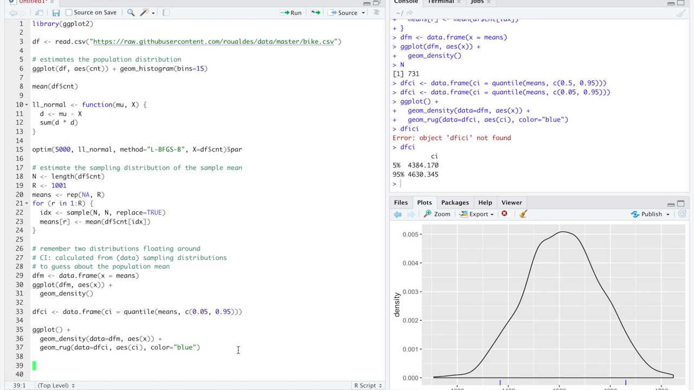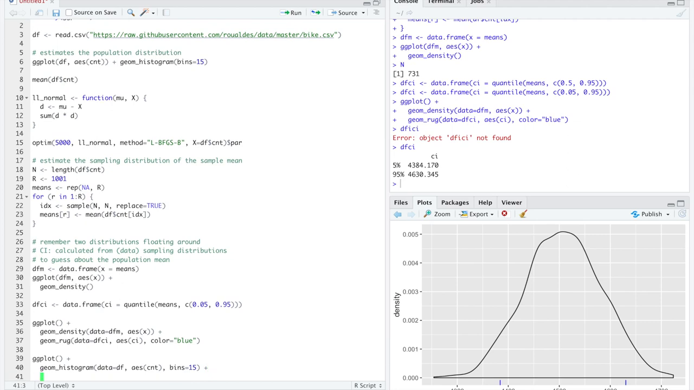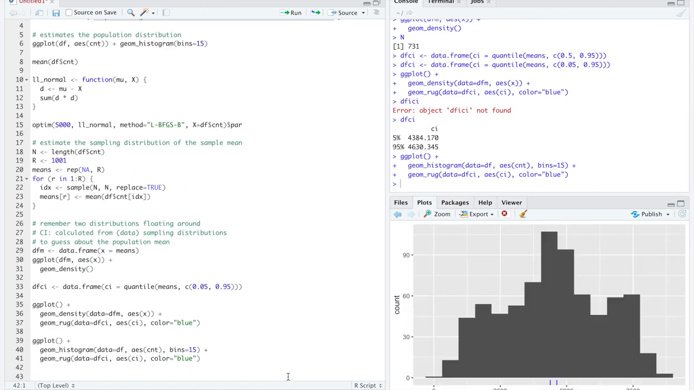Now, to remind you visually how different the sampling distribution for the sample mean and the population distribution are, I'm going to plot those confidence bounds on the histogram of the original population. And I think it will help you see, or at least help keep in mind, that there is in fact two different distributions floating around here. Now here is the population histogram, because remember the counts can't take on decimal valued numbers. A histogram is a better choice.